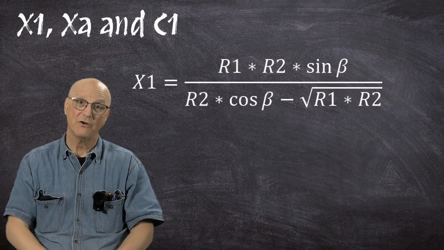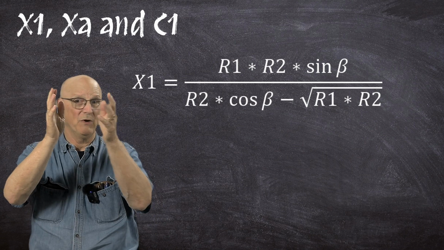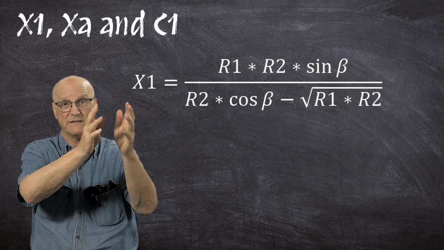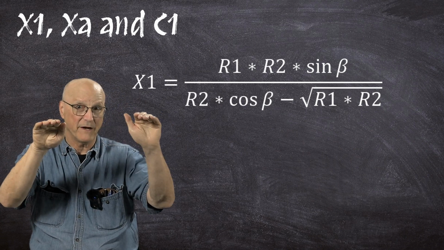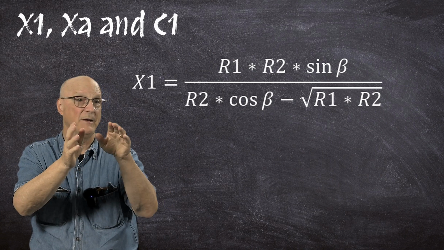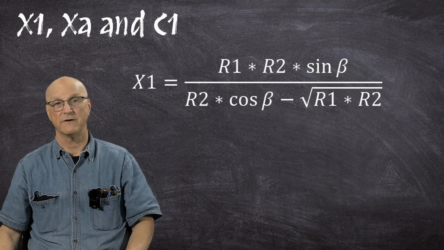And here is the equation for X1. We get that X1 is equal to R1 times R2 times the sine of our phase angle beta divided by R2 times the cosine of our phase angle beta minus the square root of the quantity R1 times R2.